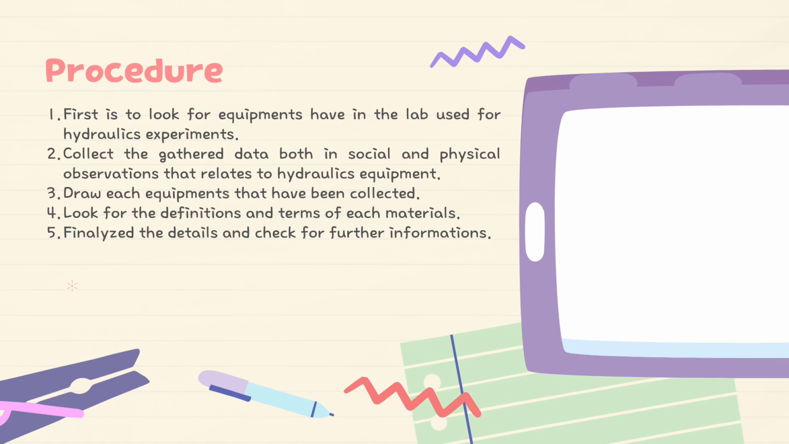For our procedure, first is to look for the equipment in the lab used for hydraulic experiments. Second, collect the gathered data, both social and physical observations, that relate to hydraulic equipment. Third, draw each equipment that has been collected. And fourth, look for the definitions and terms of each material. Lastly, finalize the details and check for further information.